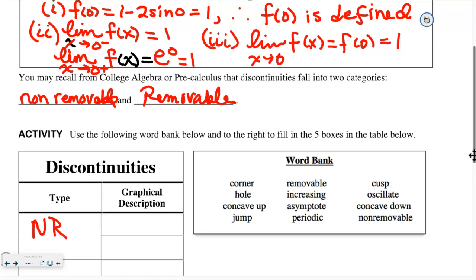What happens on the graph for non-removable is one or the other of two things. Which two words up here do you think would give you a non-removable discontinuity? Go ahead and read through that word bank. There's two of those situations where you're going to write non-removable. I cannot fix it. You got one for me? Asymptote. Yeah.